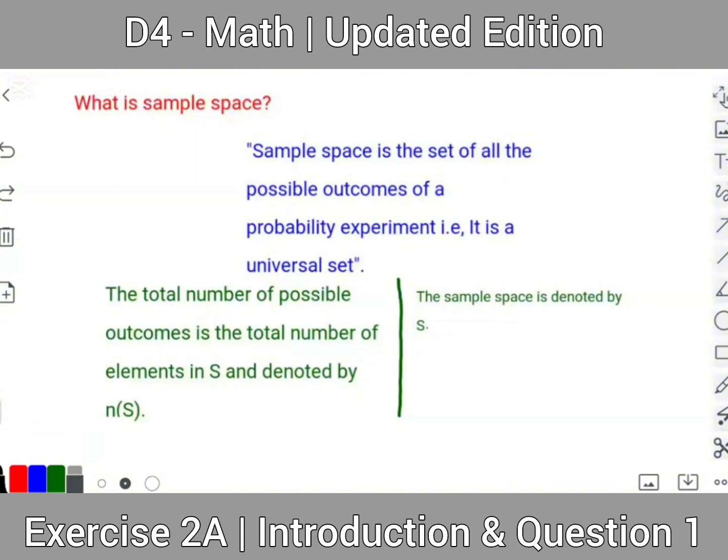What is sample space? In set language, a sample space is the set of all the possible outcomes of a probability event, i.e., it is a universal set in the set language. The total number of outcomes is the total number of elements in S and denoted by N of S. And the sample space is denoted by S. So what is meant by the word probability, we will see.